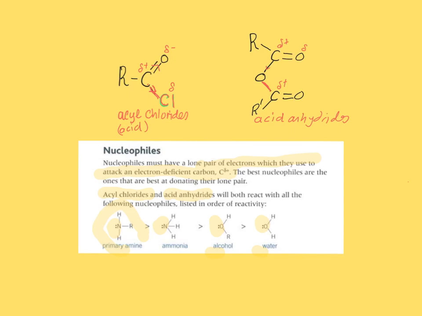In a primary amine's case, it's attached to an alkyl group here, and we know that the alkyl group has what's called an inductive effect. And the inductive effect is to push a pair of electrons, push electron density onto the nitrogen so the lone pair are more available.